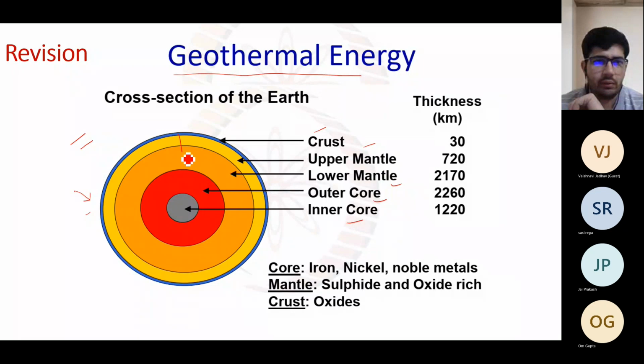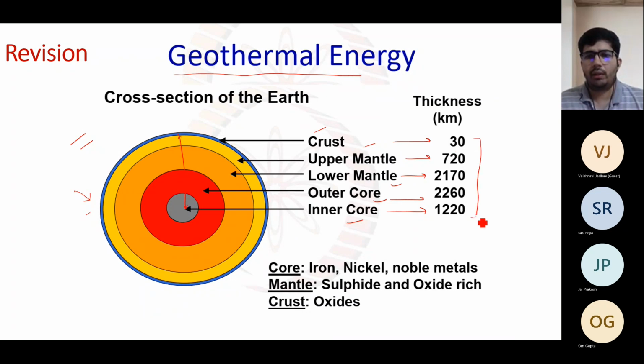The crust has a thickness of up to 30 kilometers. The upper mantle is 720 kilometers, the lower mantle 2170 kilometers, the outer core 2260 kilometers, and the inner core 1220 kilometers. So you can see the thickness in kilometers is very high. The core is made of iron, nickel, and noble metals, and the metal is sulfide and oxide rich. And the crust is oxides. So these are the compositions of the Earth.